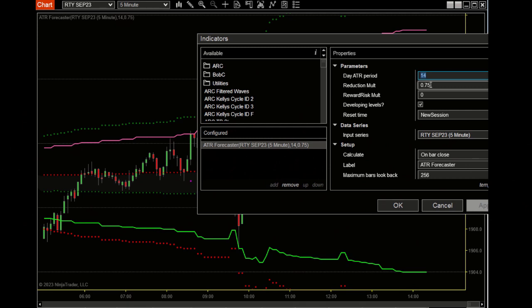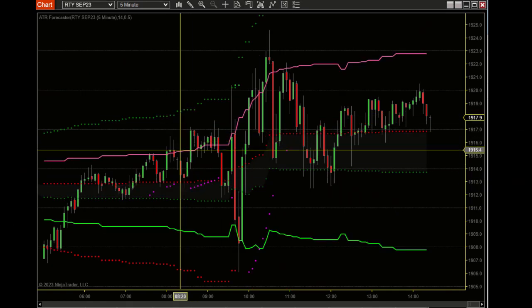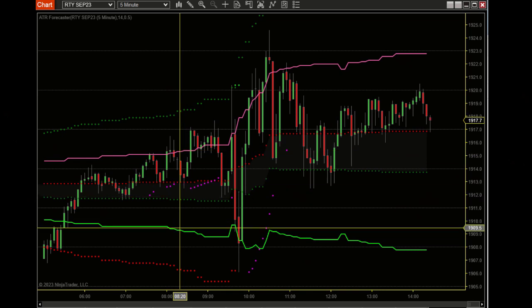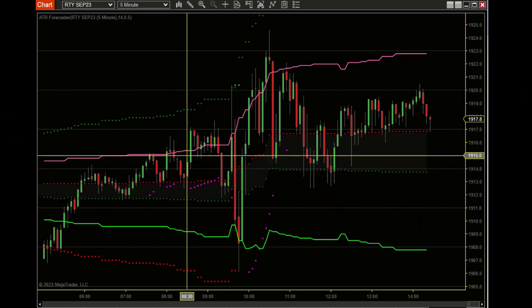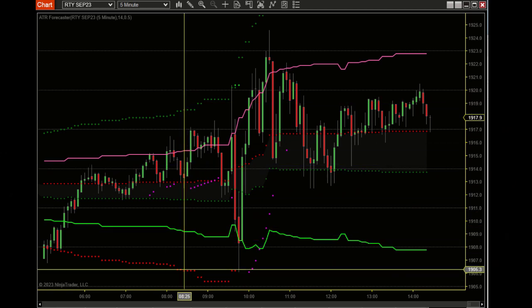If you were to, let's go 50%. Okay, let's make it a very large reduction. So it's going to reduce that height. It's going to bring this pink line down and the green line up. And let's go ahead, hit OK. And now we're reducing it by 50%. So this range from here up to here is half, 50% of the full range.